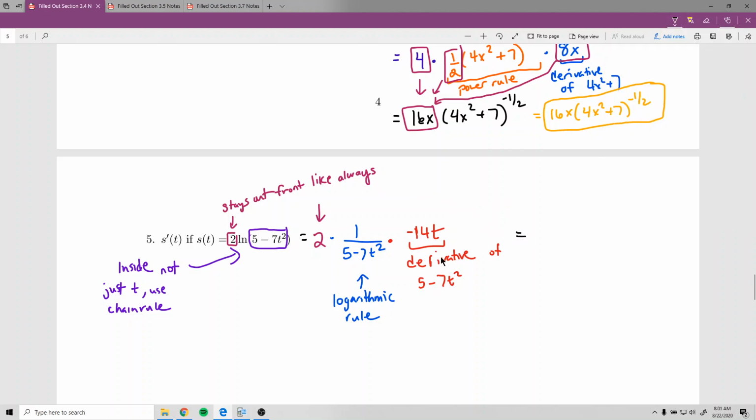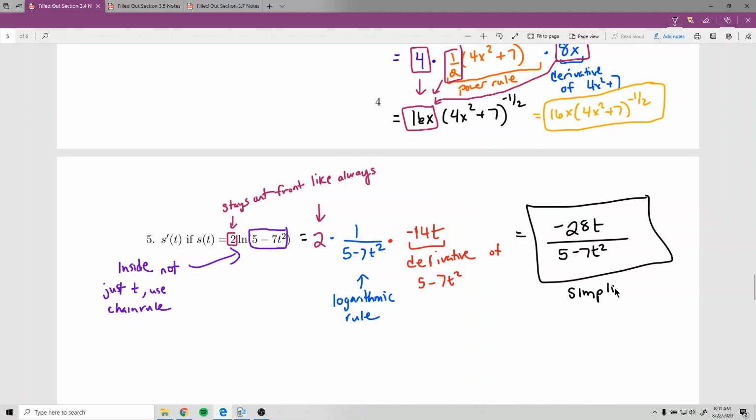Now, once again, you can say this is simplified but because it's all multiplication, it's best just to make it one fraction. The top we have 2 times 1 times negative 14t, negative 28t, over the denominator, which is just 5 minus 7t squared. And once again, that is simplified and we don't have to do any more to it.